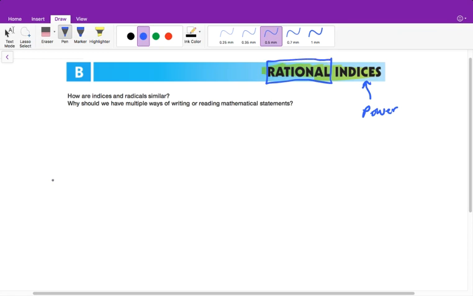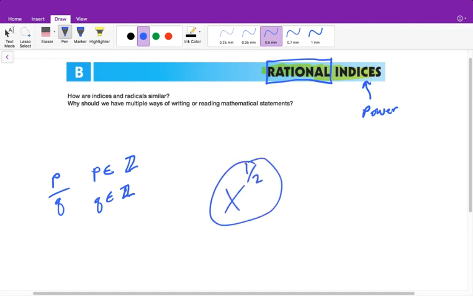So a rational number we know is expressed as a fraction, p over q, where p is an integer, and q is also an integer. So we know what rational numbers are, and we know what indices are. So what this section is going to be about is anytime that we have a rational power, so something like x raised to the 1/2 power. This is what we're going to be focused on now, where our power is a fraction.